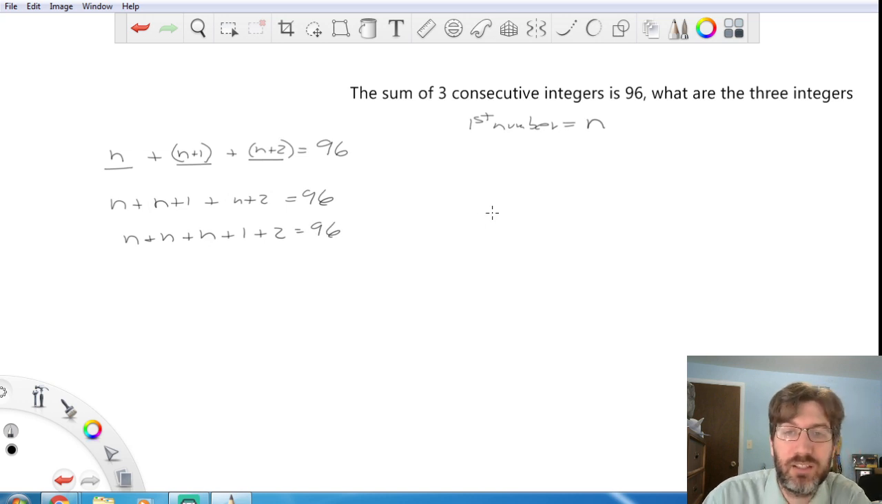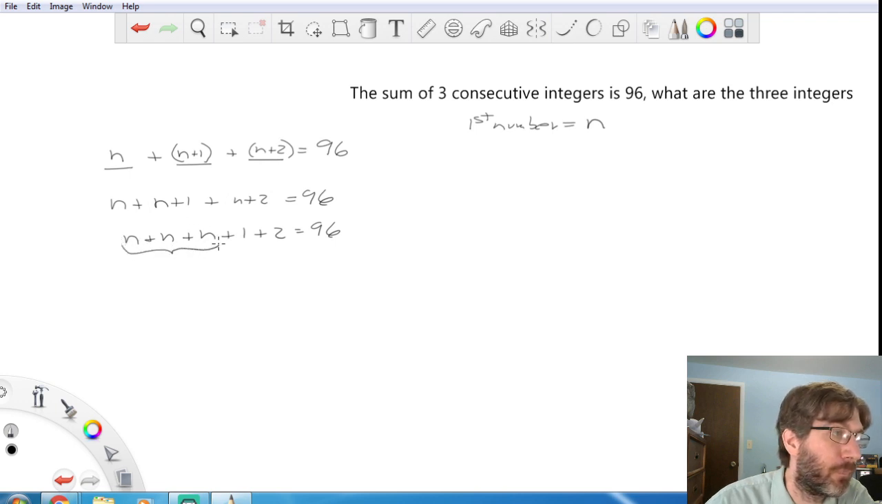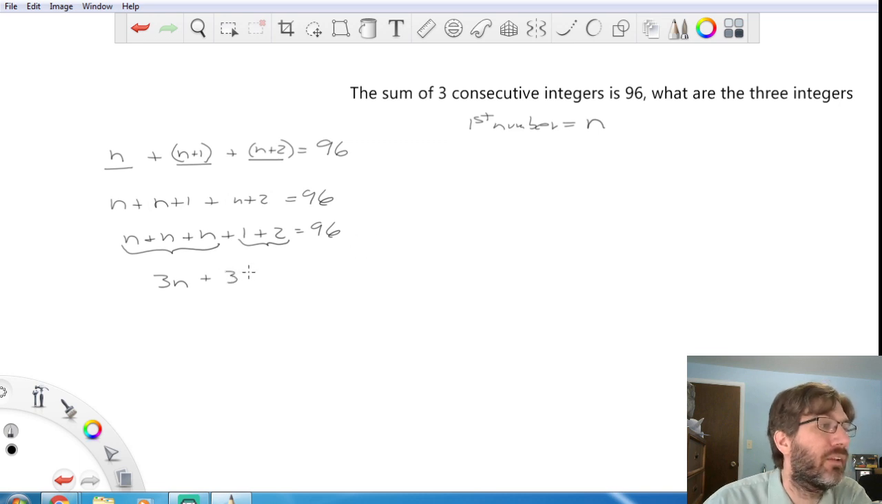And then once you get to that step, or honestly, you could probably skip that step if you can do it in your head, but we're going to combine all our like terms. You'll see that we have 3 n's together, so these 3 n's are going to become 3n. And 1 plus 2 we can combine together, which will be 3. And that equals 96. And now you're back to that two-step equation that you did yesterday.